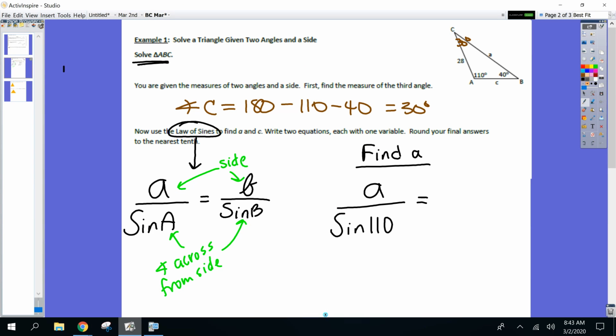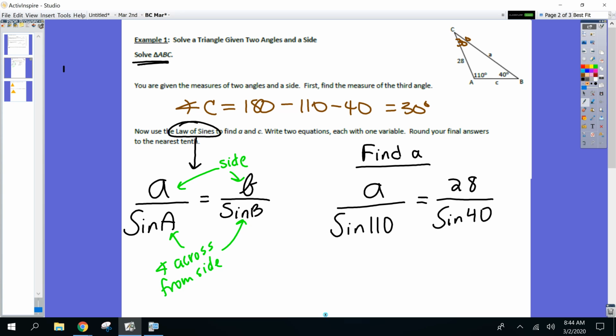What's another side I know? So 28 over, what's the angle across from it? Sine of 40. There is the law of sines in action. Any triangle, guys. Any triangle, that'll work. How are we going to solve this now? How are you going to solve for A?